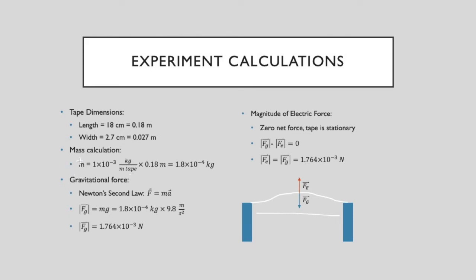First, we calculated the mass of the tape by multiplying the length of the tape by a mass per length value which we were given. We found that the mass was 1.8 times 10 to the negative 4 kilograms. Using this mass, we were able to calculate the gravitational force.